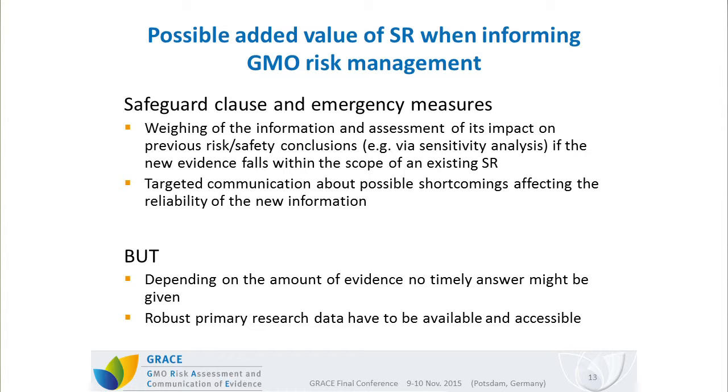Furthermore, a systematic review would lead to a targeted communication about possible shortcomings affecting the reliability of the new information. But again, depending on the amount of evidence, no timely answer might be given, and also robust primary research data have to be available and also accessible.